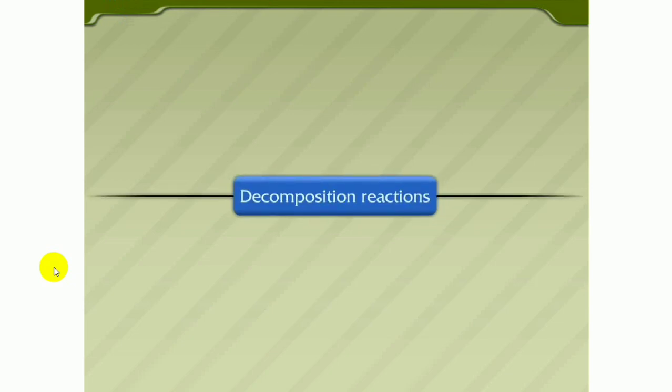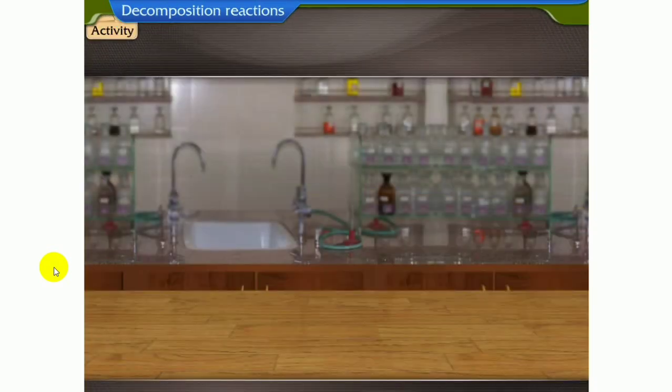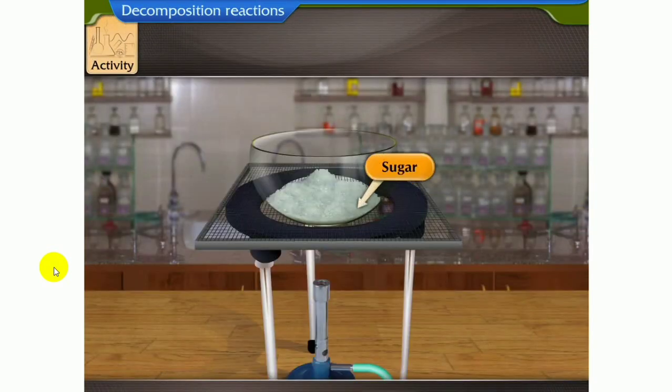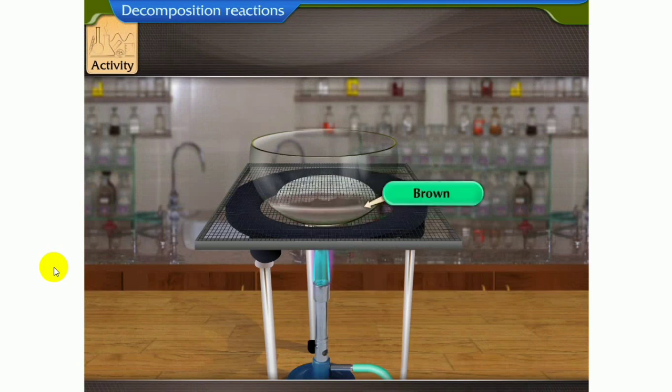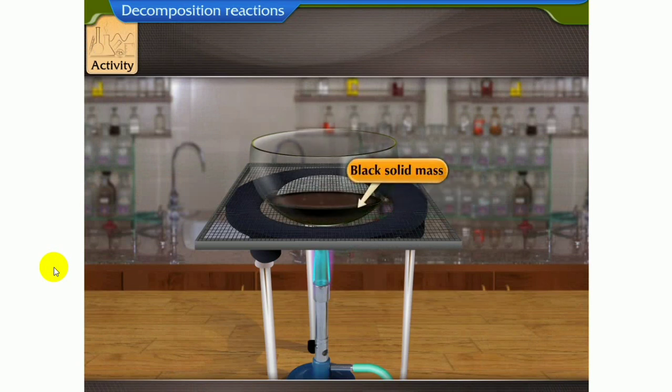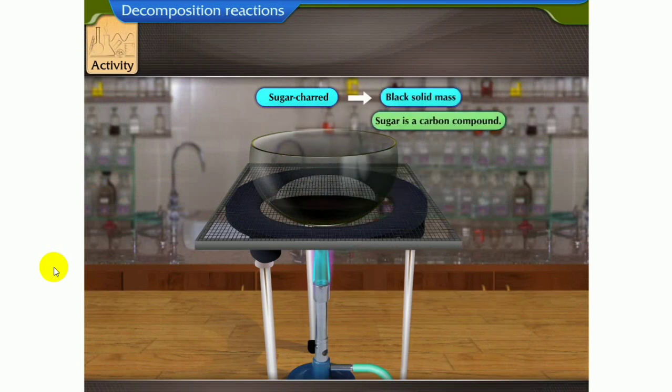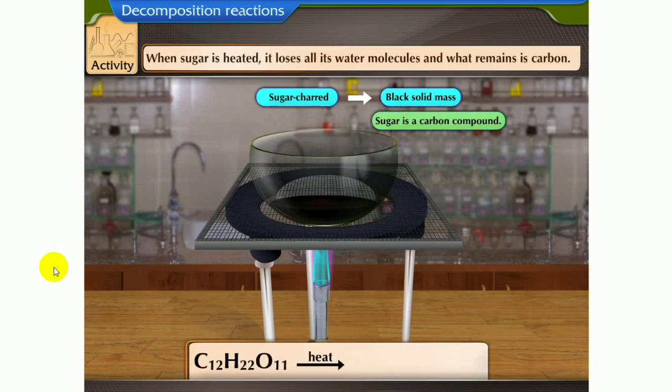Decomposition reactions. Activity. Take some sugar in a porcelain dish. Heat it. It turns brown in color. Heat it further. It becomes a black solid mass. Sugar has become charred to give this black solid mass. Sugar is a carbon compound. When sugar is heated, it loses all its water molecules and what remains is carbon.